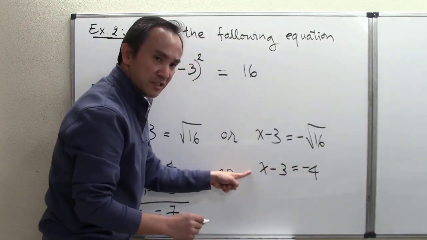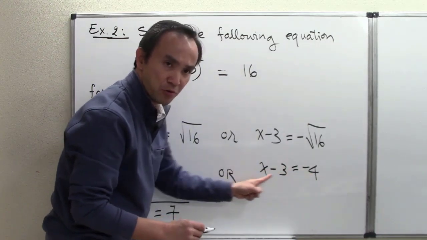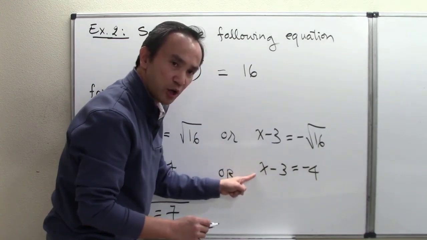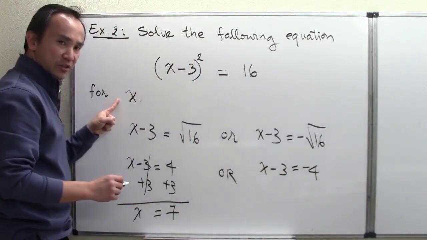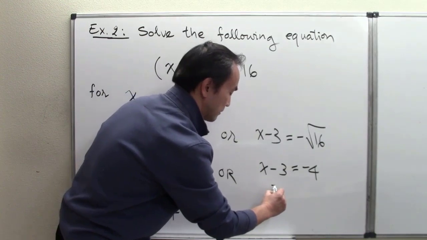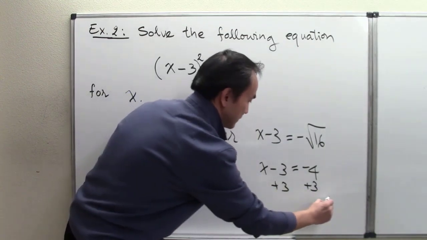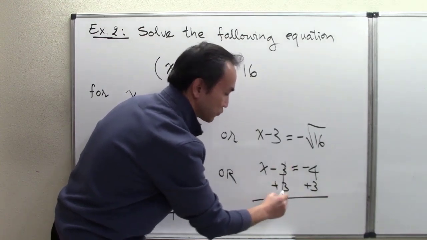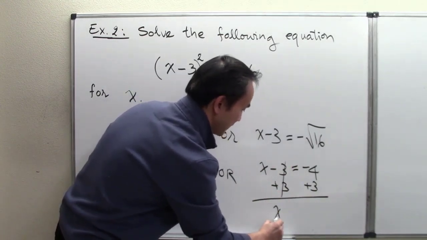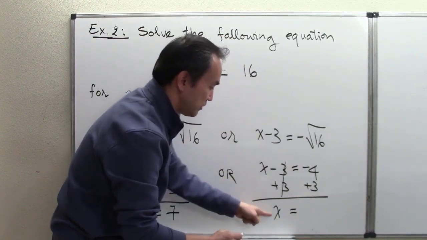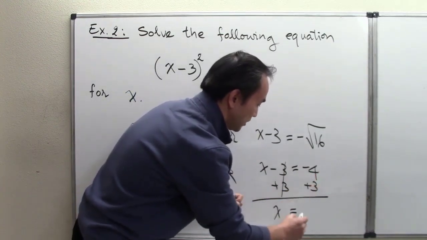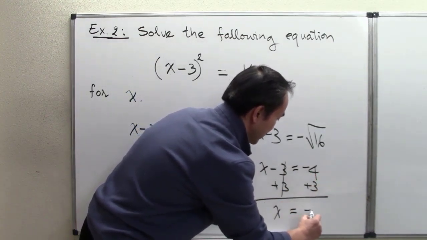Once again, I have arrived at a simple equation where we are asked to solve for the unknown x right here. Bringing in some understanding from our previous course, I'm going to add 3 to both sides. Canceling out the 3 on the left-hand side makes it x. Now x equals negative 4 plus 3, which gives me negative 1.